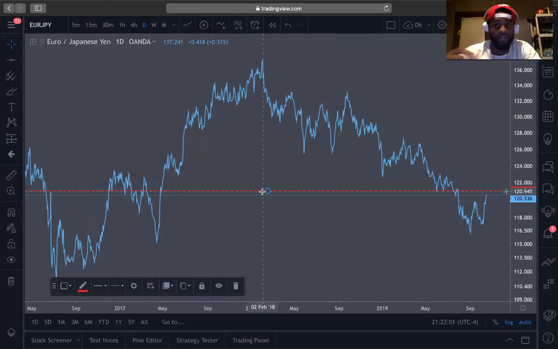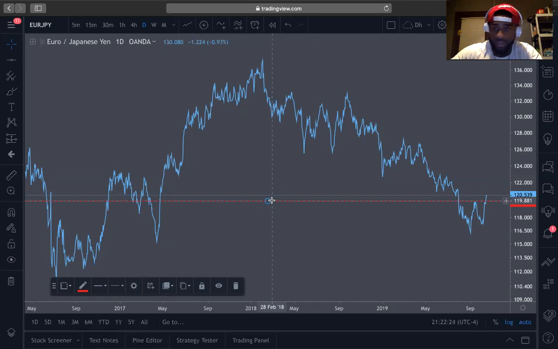But there's a key to this, right? It's one little key. The key is you want to put this support and resistance line off of areas of support and resistance where price hits it at the same time. So I'm going to find a good area, and then I'm going to show you what I mean by that. So we'll go with this one right here, right?